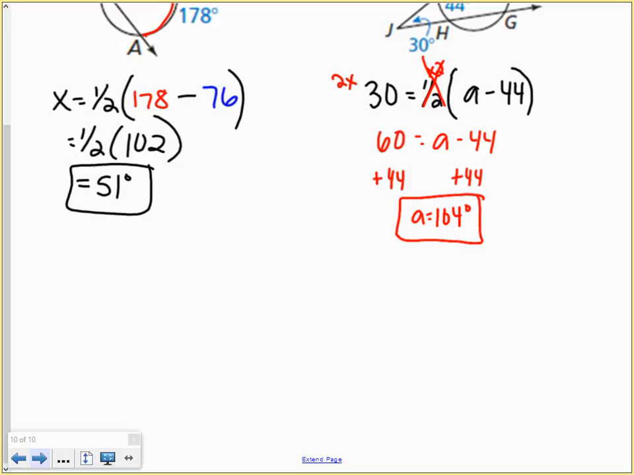So, in summary, when the vertex is on the circle, it is exactly half of the arc that it intersects. If the vertex is inside the circle, you have to add the arcs and then cut it in half. And if it's outside the circle, you have to subtract the arcs and cut it in half. Inside, add, outside, subtract.